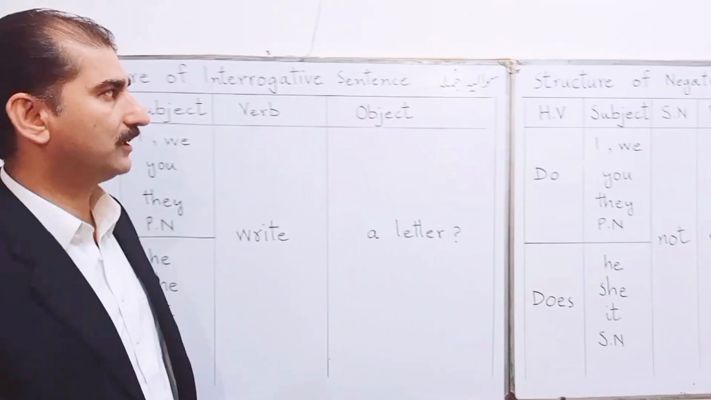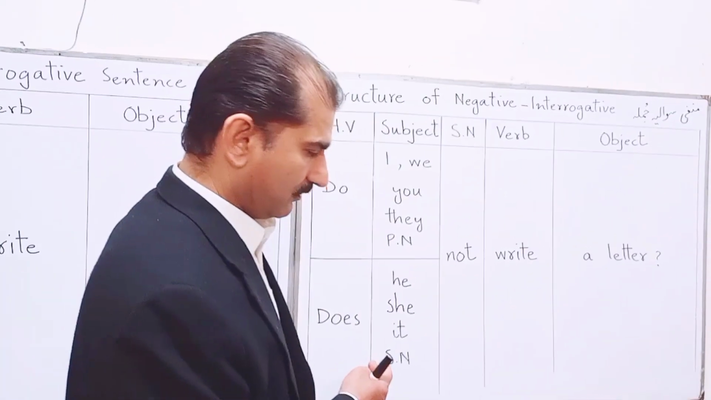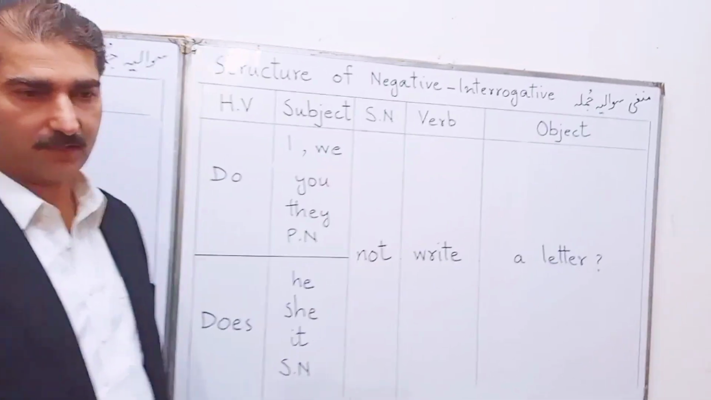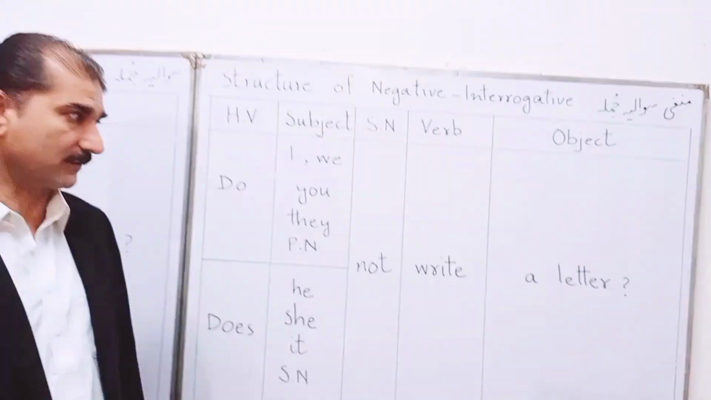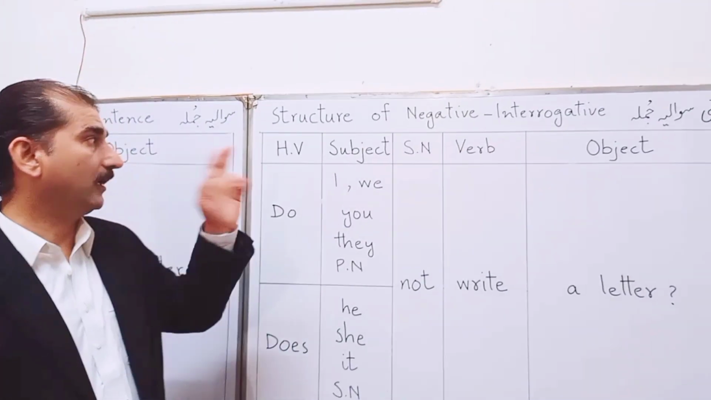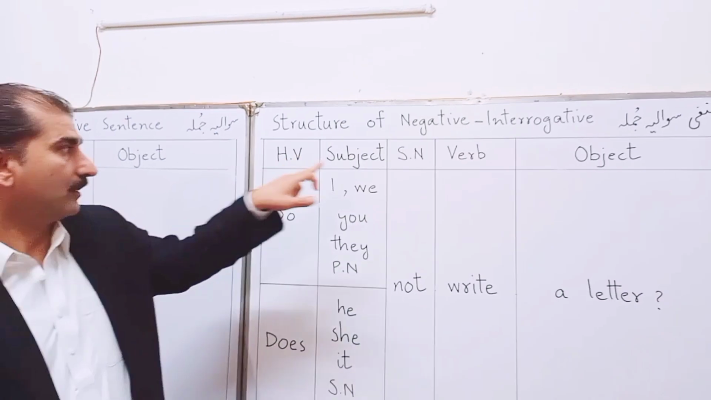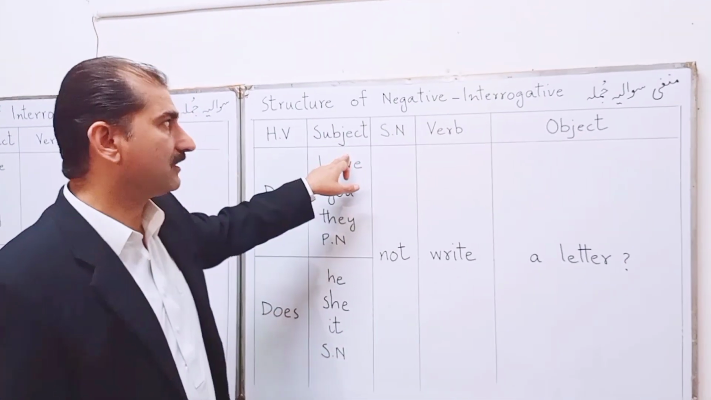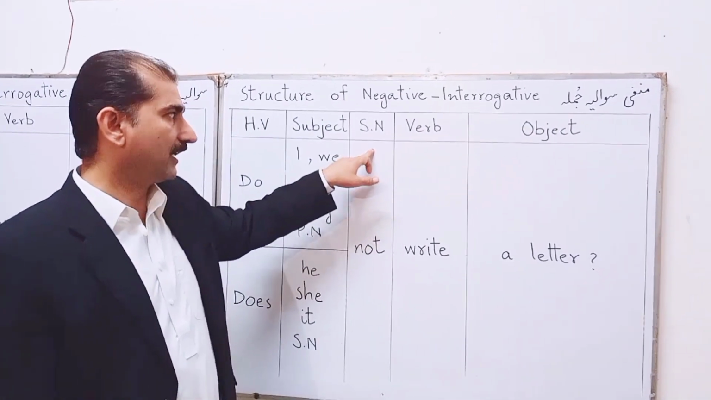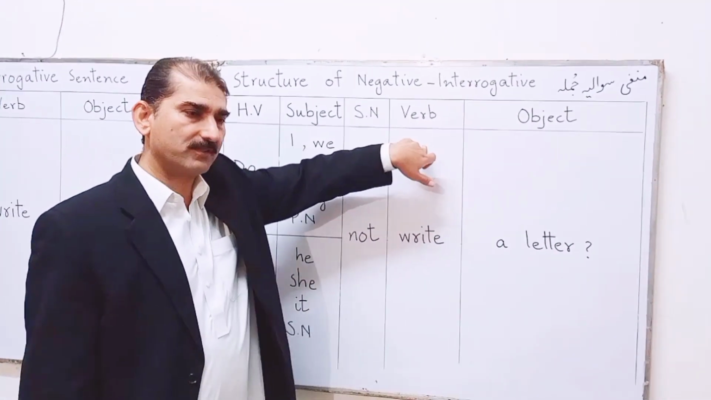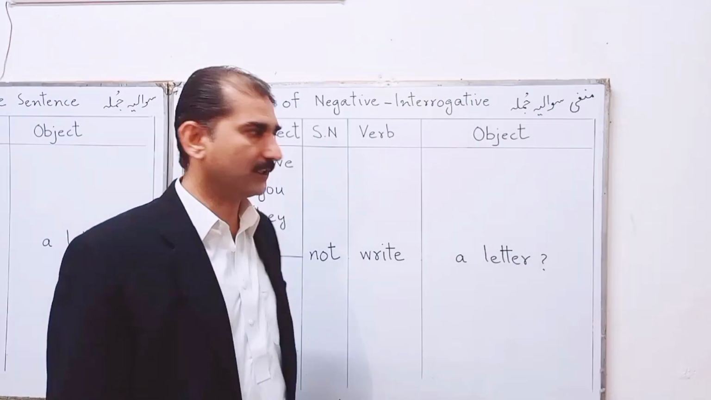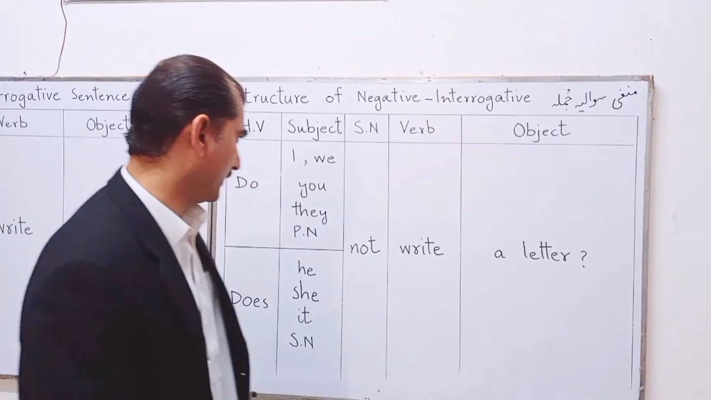Now let's proceed to another structure of present indefinite tense, which is the negative interrogative sentence. In negative interrogative sentence, we will use the helping verb at the beginning. After that, we will use the subject of the sentence. After that, we will use the sign of negation or negative sign, followed by the main verb, and at last we will use the object and the sign of interrogative over here.